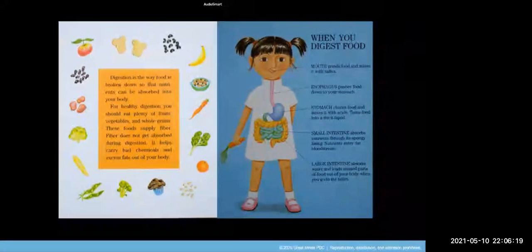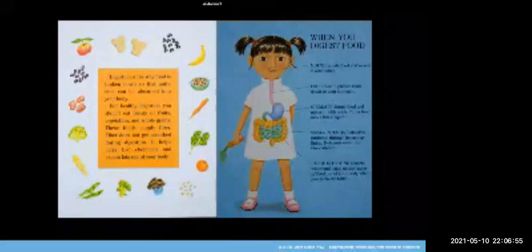When you digest food, mouth grinds food and mixes it with saliva. Esophagus pushes food down to your stomach. Stomach churns food and mixes it with acids, turns food into a thick liquid. Small intestine absorbs nutrients through its spongy lining. Nutrients enter the bloodstream. Large intestine absorbs water and leads unused parts of food out of your body when you go to the toilet.